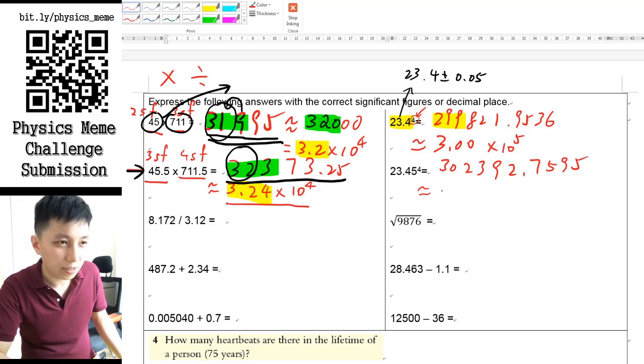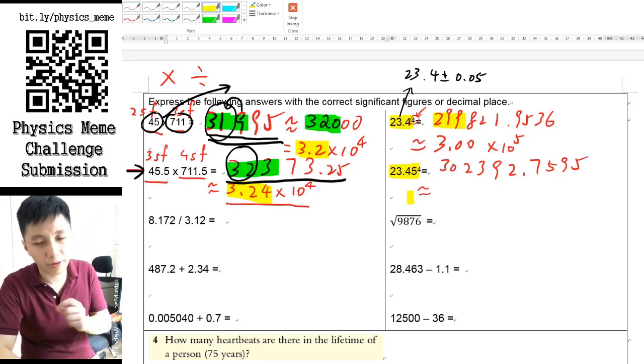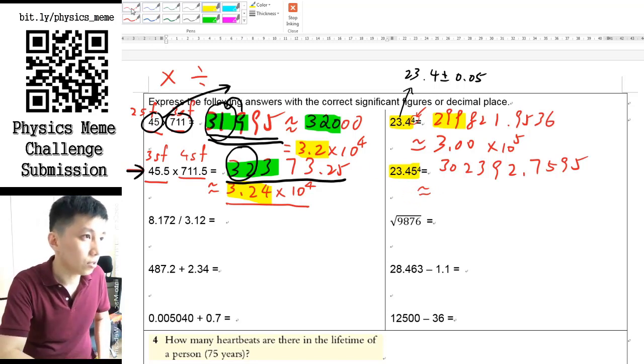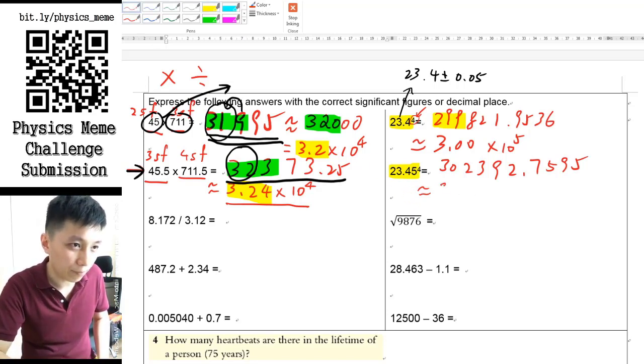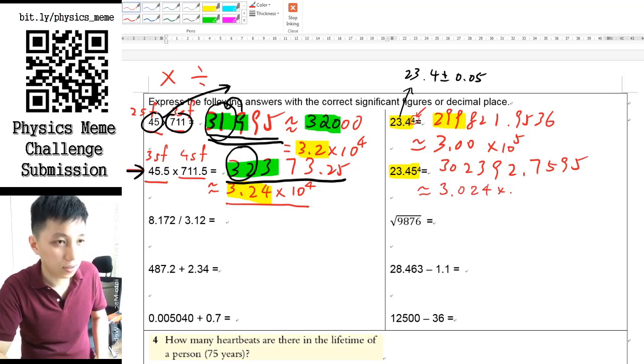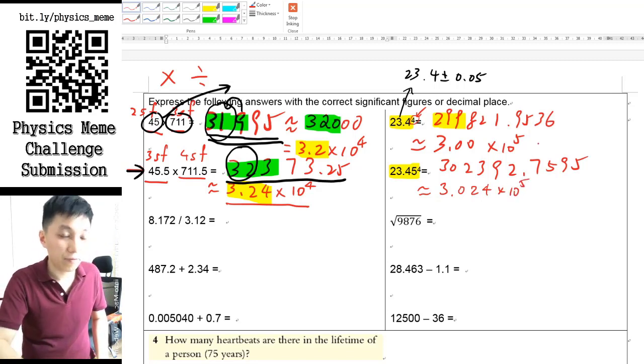Okay, so in this case, second part of this question, then you have 4 sig fig in the raw data. So in this case, that means you can only take up to 4 sig fig. So 3.024 in this case, also 10 to the power of 5, of course.